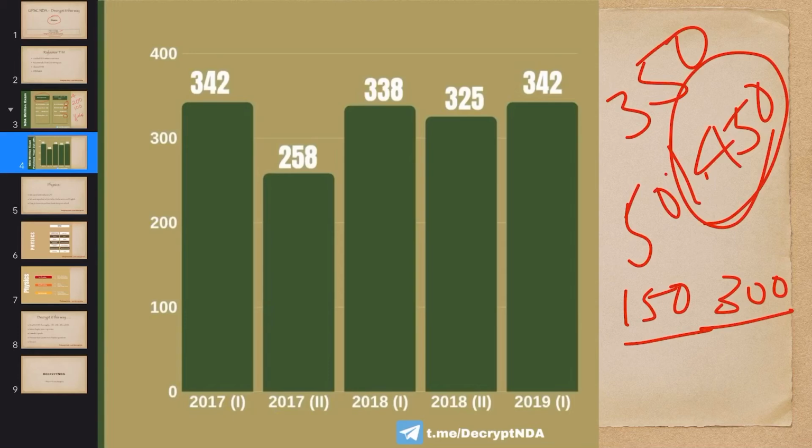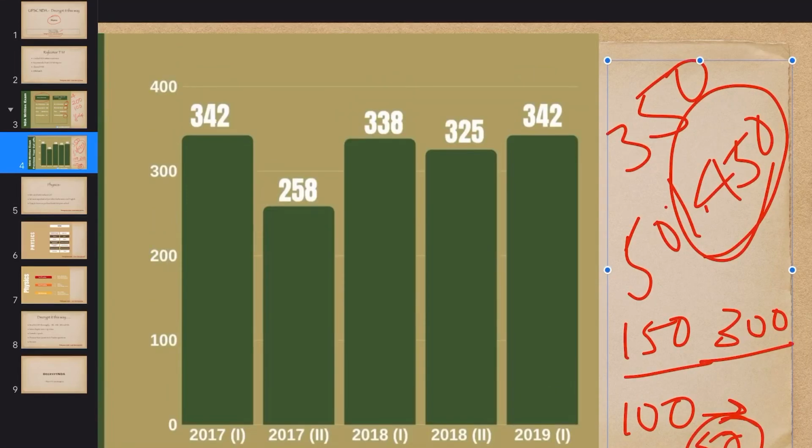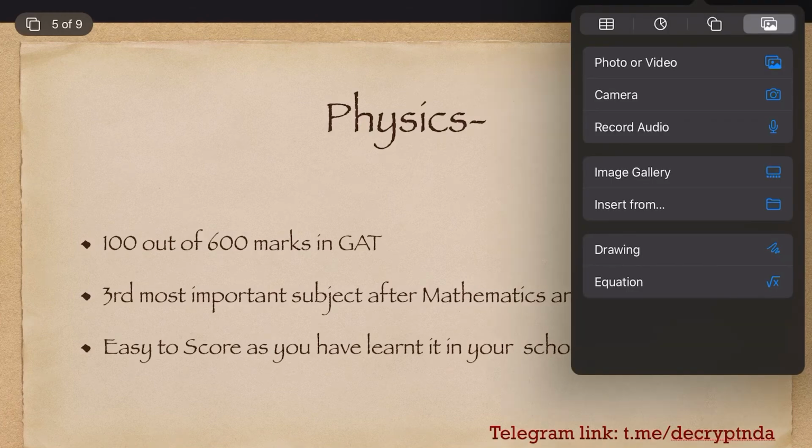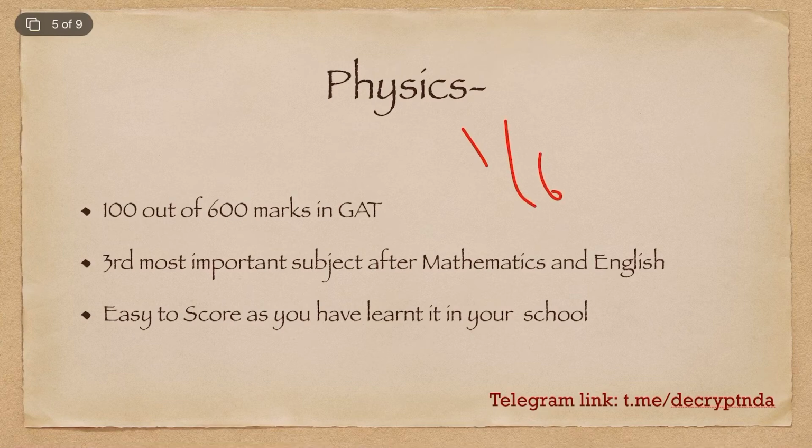For physics, which is coming for 100 marks in GAT, you should aim for a minimum of 50 if you are an average student of physics. If you are very good at physics, try scoring your maximum marks. Moving on, the importance of physics in the NDA written examination is given here. As I told, 100 out of 600 marks in GAT, that is one-sixth of the marks of the GAT, comes exclusively from the physics portion. It is the third important subject after mathematics and English.